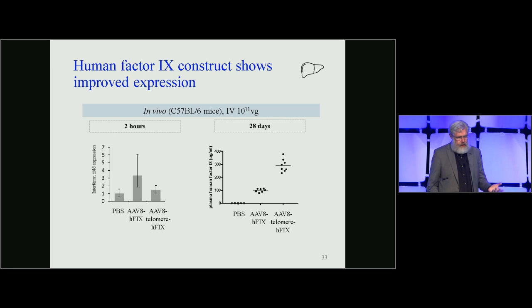And so finally, we can show that the actual delivery of a desirable human gene product shows improved expression. And this is in part a consequence of lack of the innate immunity response. So you can see on the far right the increase in the human factor 9 in the presence of telomere sequences, just a few base pairs embedded near the ITR.